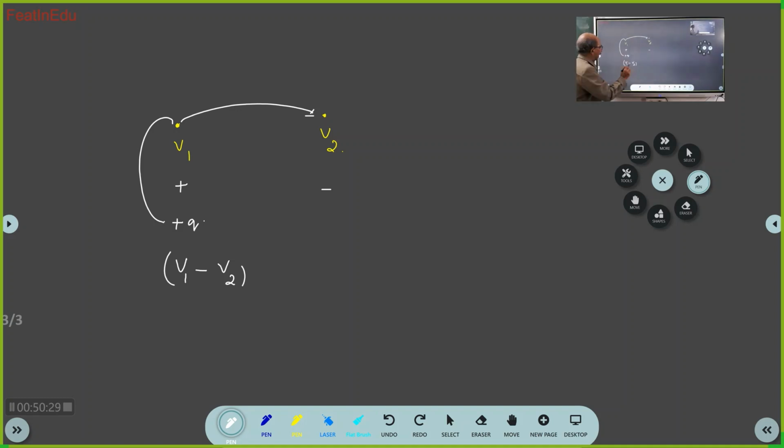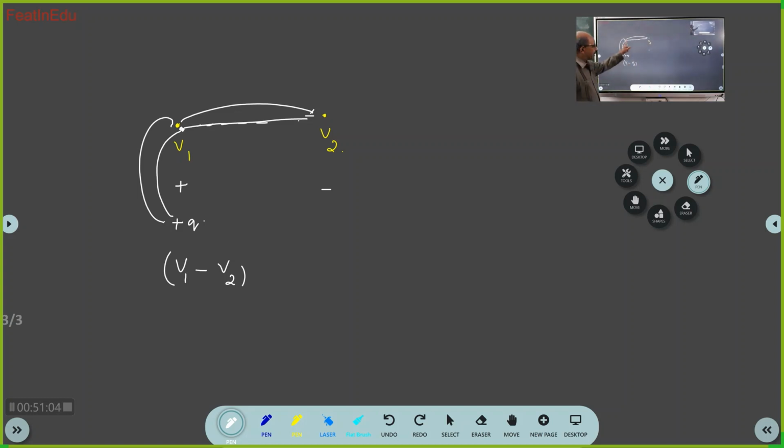Now listen. I will still take a plus Q charge and place it here. Then assume that this path is conducive, that means the charge can move. If I place a charge plus Q at this point, and there is a conductor connecting these two, what will happen to this charge? If I place the charge Q here, what will happen?